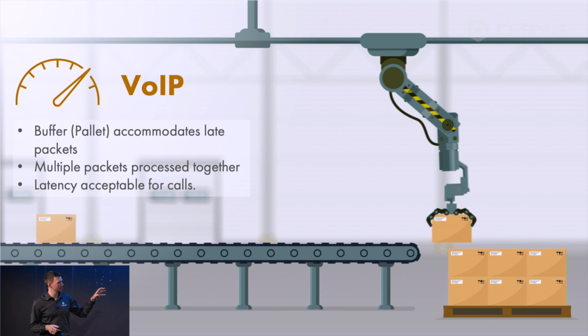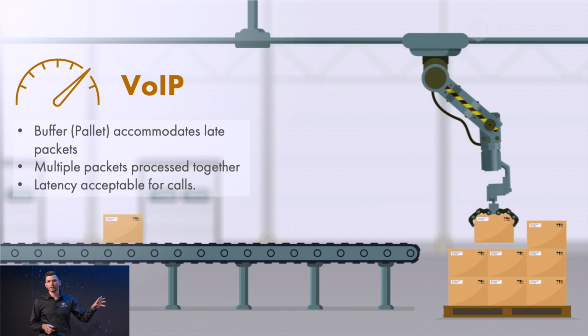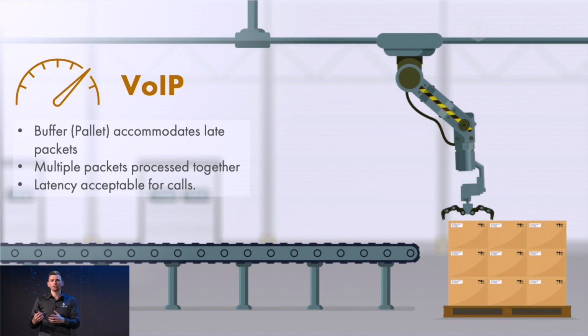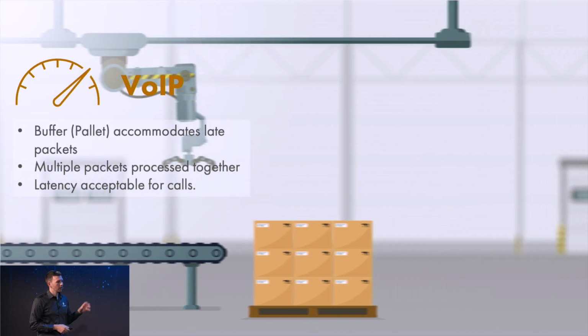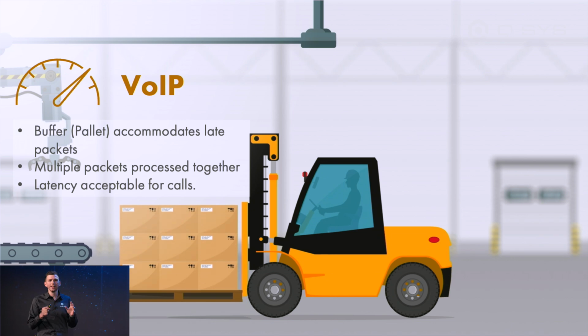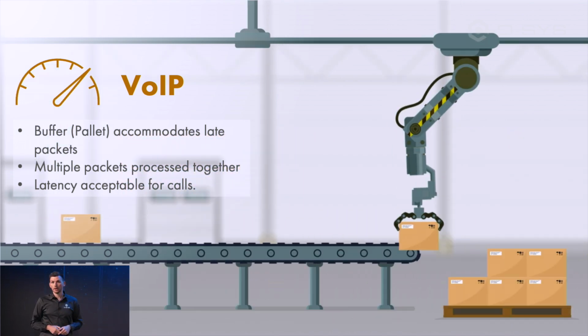So we're moving the boxes onto the pallet. We could have late ones, we could have early ones, as long as they arrive in time for essentially the receiving device to take that pallet and process it, we're okay. All right? So we have a buffer that accommodates these late packets. Now, that's slightly different to something like Q-LAN or other AV over IP protocols.